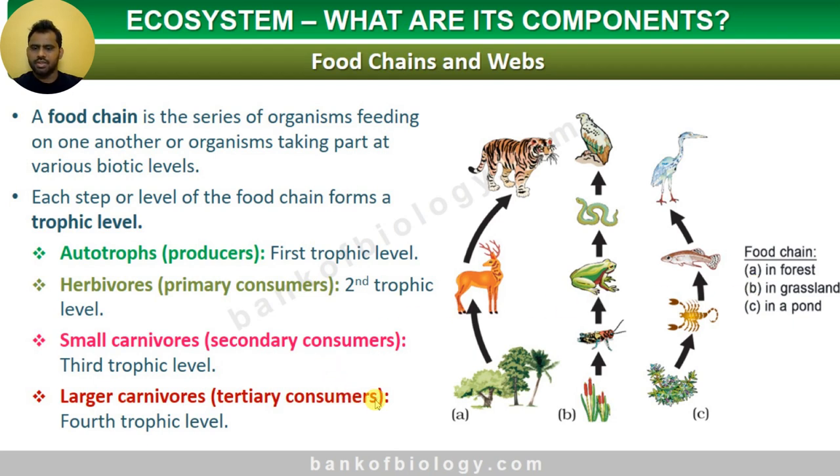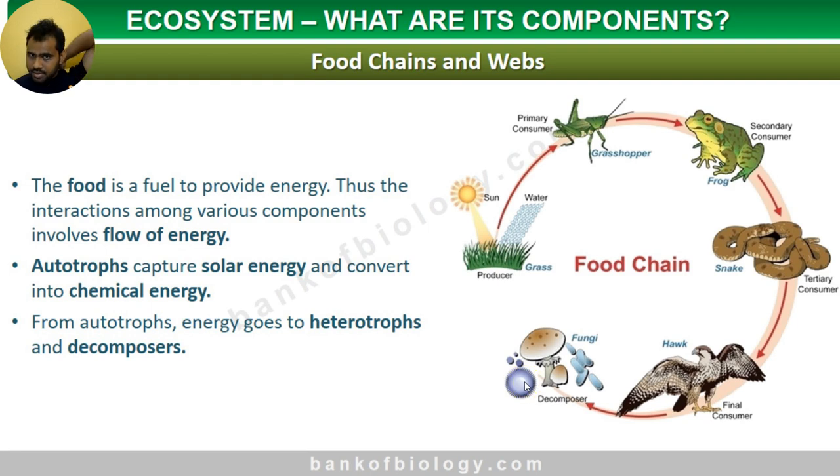Then we have larger carnivores, the tertiary consumers, the fourth trophic level. It can be the snake or the vulture or even the crane. They are the larger carnivores. They are tertiary consumers. They are big in body size also, larger carnivores. Okay, clear? Now let's move ahead and see the next thing.